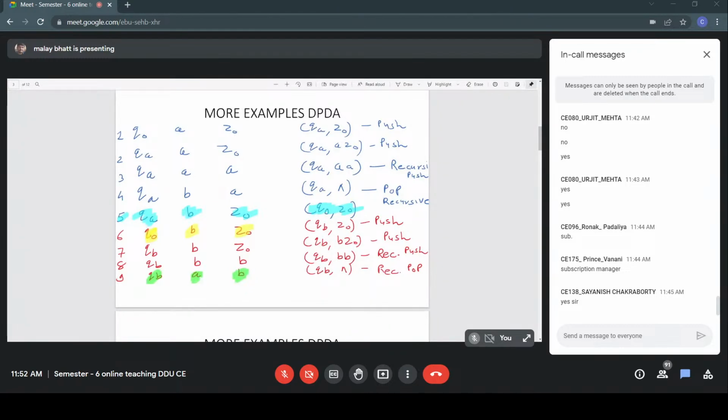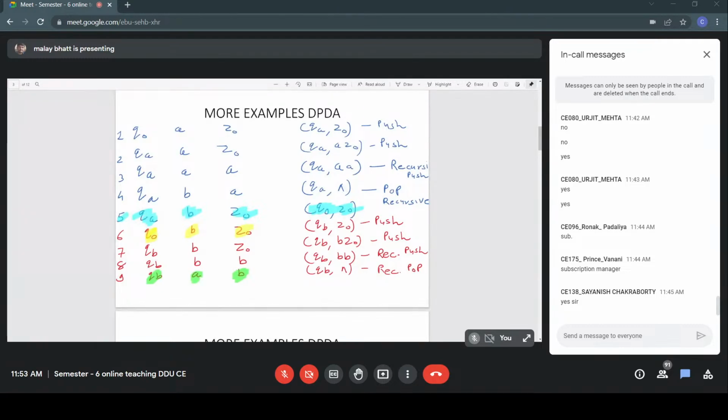Now we need one more rule, QB B Z0. When the state is QB, we already have one extra B, and we are getting another B from the input, BB. At that time Z0 is also there on the top of the stack, so we have to push B on the stack. So rule 7 is the same as rule 2. You can match rule 2 with rule 7, right?